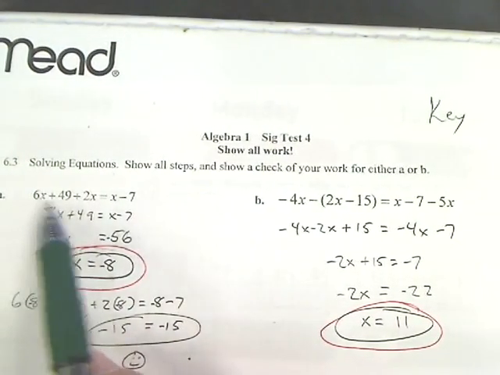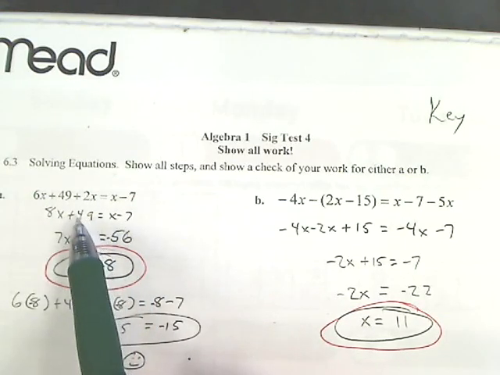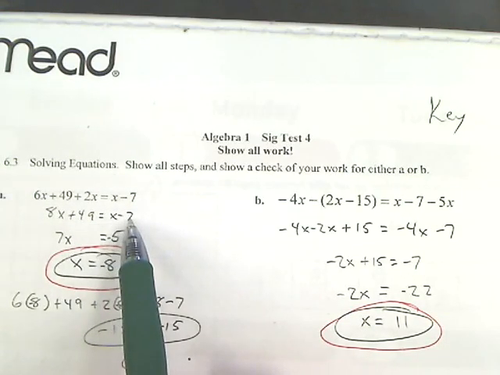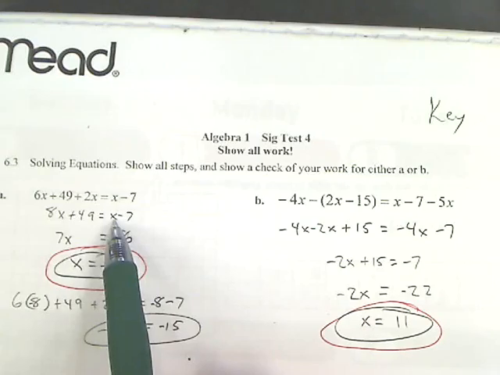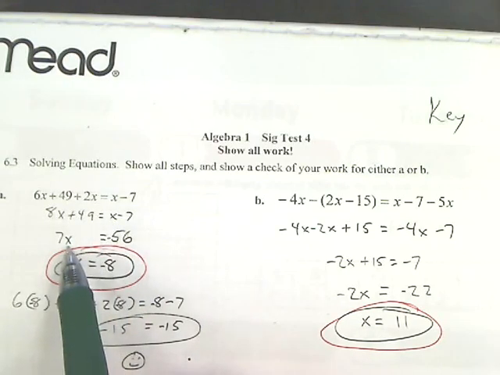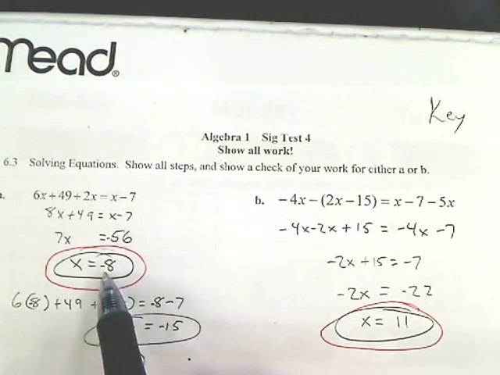So I combine like terms. Then I subtracted 49 from both sides. I subtracted the x to get rid of it from this side. Divide by 7 on each side, and I got negative 8.